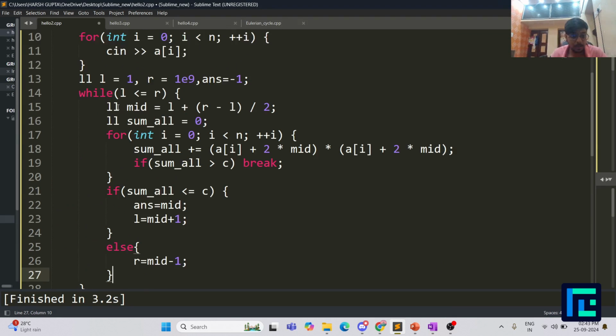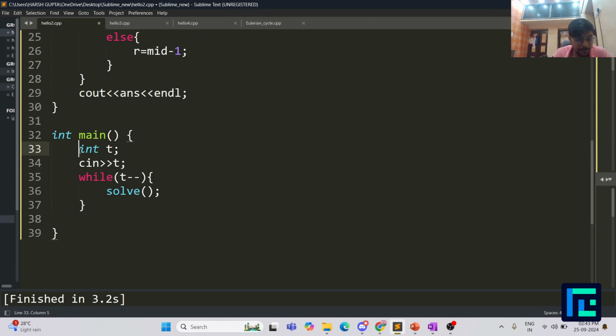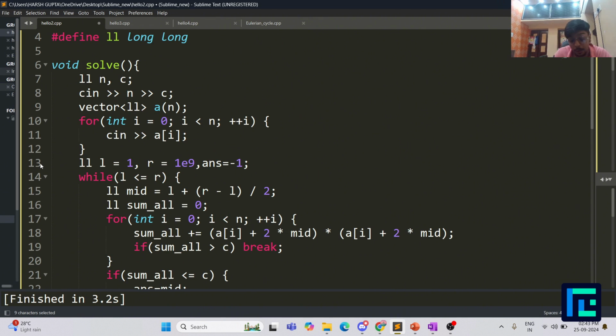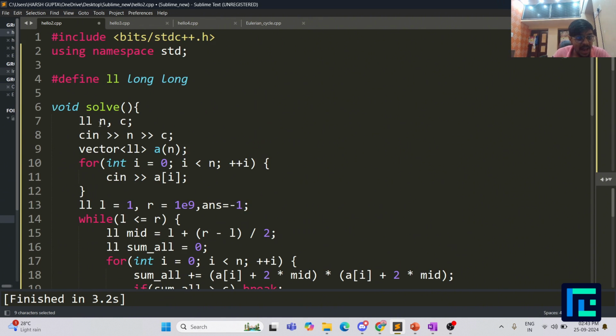So this is actually the code to your problem. First of all, I have taken the number of test cases as input, and then for every test case I have called this solve function, which actually solves the question for me. Then I am taking the number of pictures and the total area as an input. Then I constructed an array A of size n that basically takes the side lengths of the pictures.